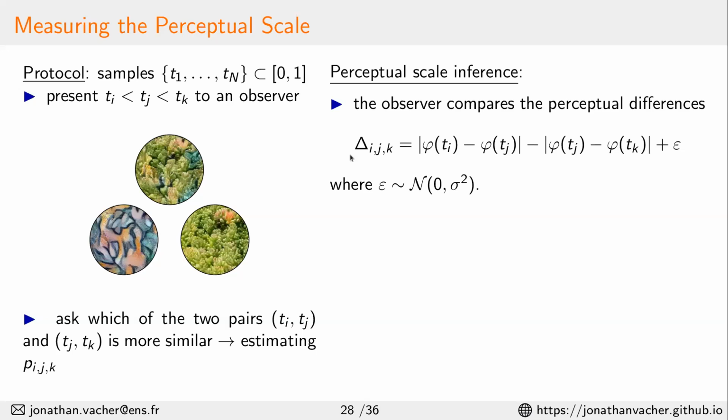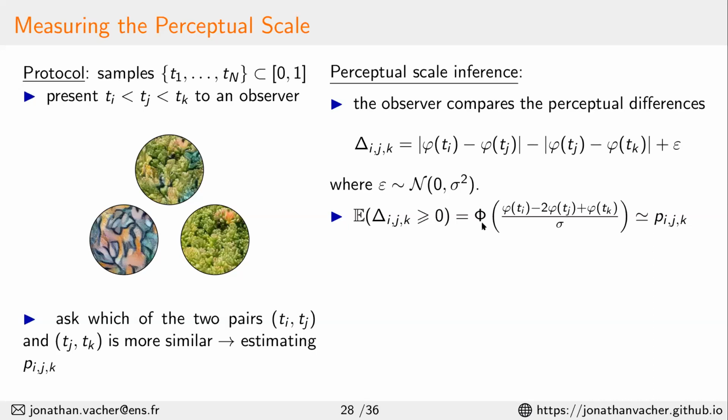And so, as I said, with this probability P_ijk, in the model, it's from the computation of the difference. So you compute the difference between these two and the difference between these two, and you compare the two differences. And then you want to know whether delta_ijk is higher or lower than 0. And so the expectation of this random variable being above 0 can be expressed as this function.